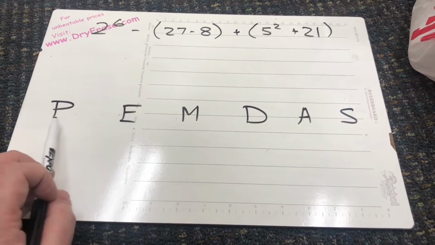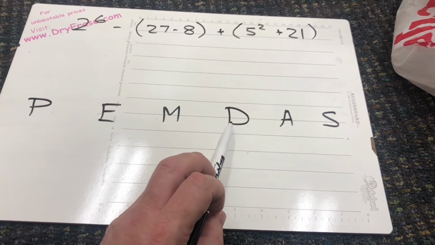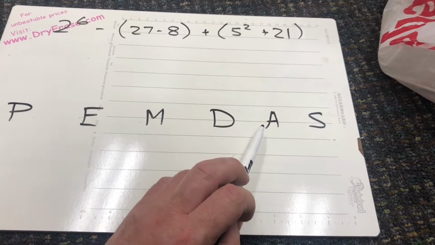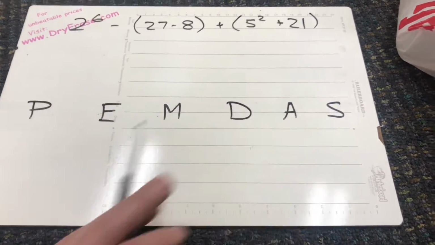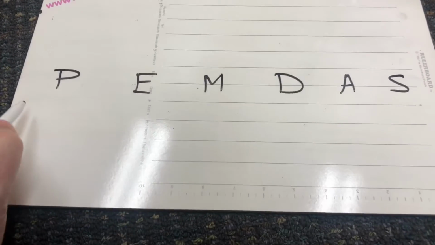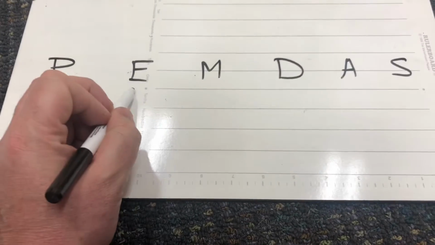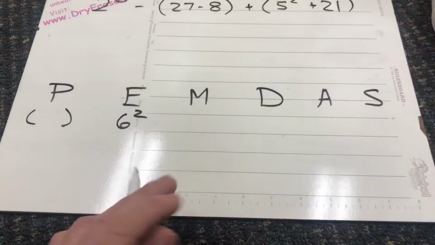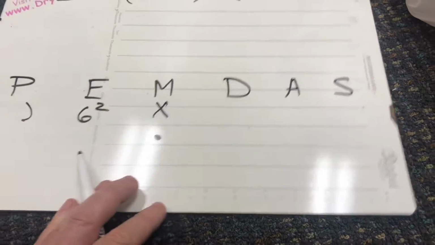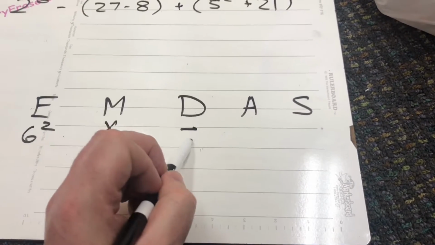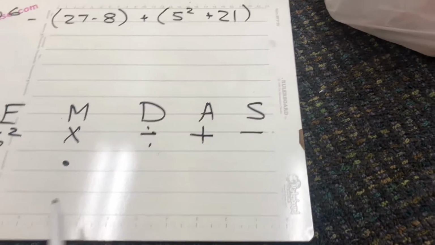Please excuse: P for please, E for excuse, my, M for my, dear, D for dear, aunt, A for aunt, Sally, S for Sally. So we have please excuse my dear Aunt Sally. Mathematically, though, the P stands for things that are in parentheses. The E stands for exponents, like if we had 6 to the power of 2. Multiplication, either the X sign or a dot. Division for D, A for addition, S for subtraction.